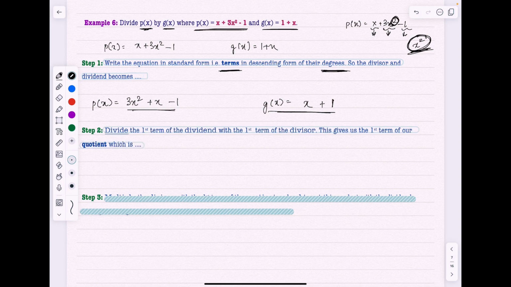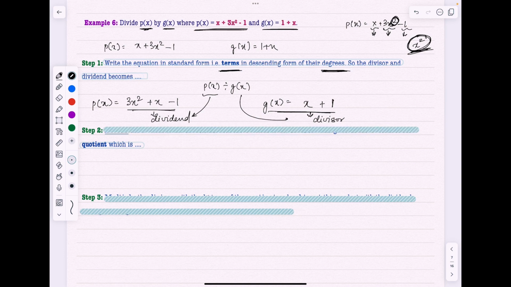Okay, second step: divide the first term of the dividend. See, this is the dividend, I have already talked about it. This is the divisor, because we are dividing px by gx. So the first is the dividend, and the second is the divisor. So it is telling me to divide the first term of the dividend. What is the first term of the dividend? It is 3x square.